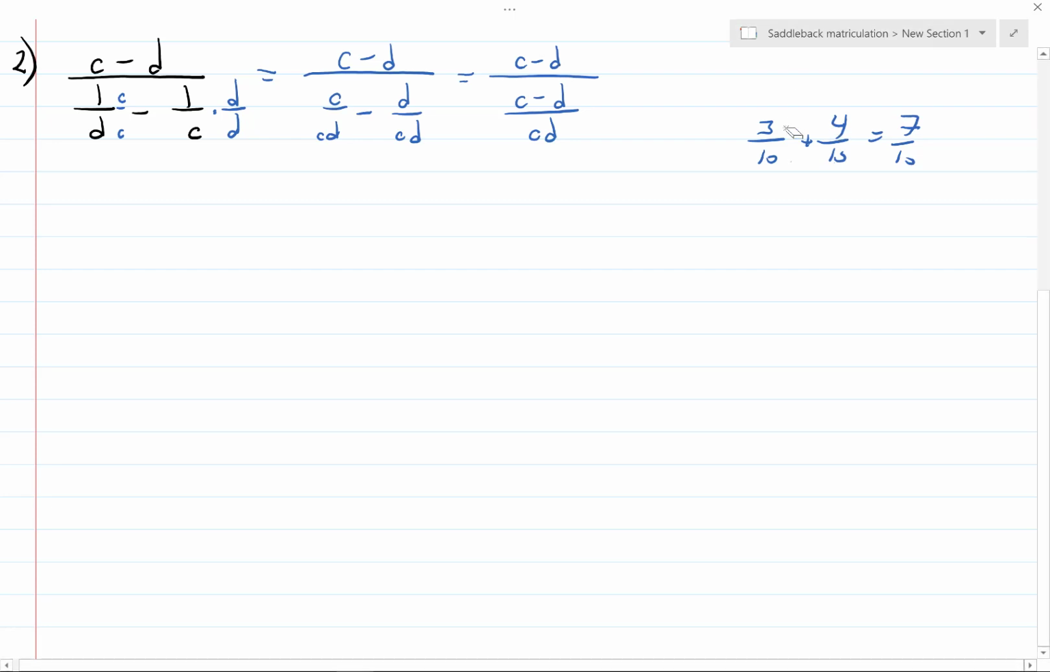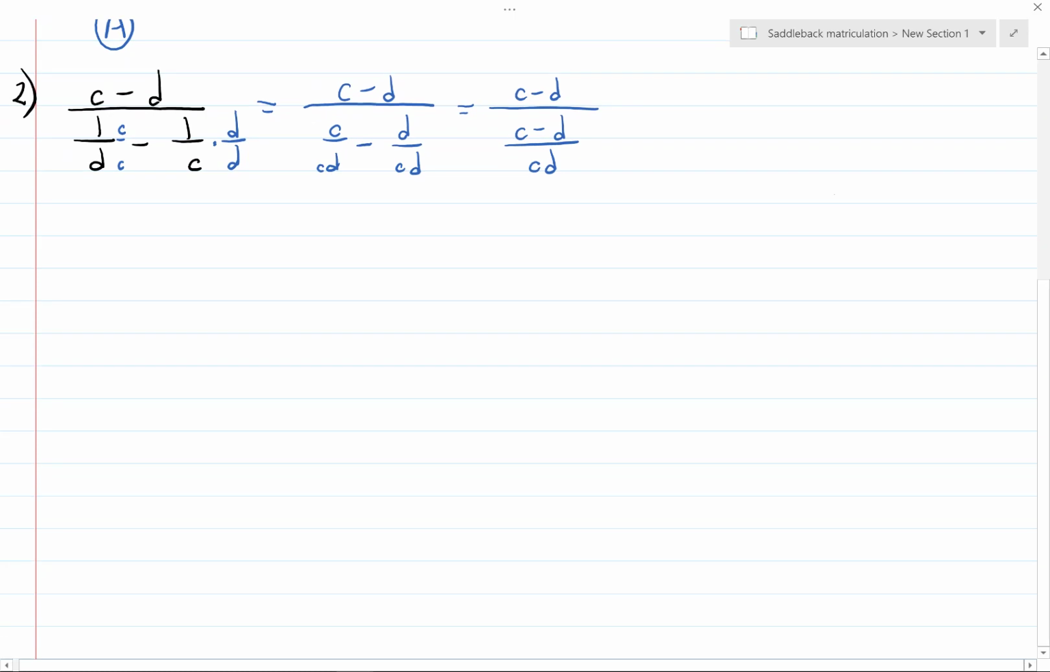And then now, if we're dividing fractions, remember your elementary school teacher telling you don't ask why, just flip and multiply. So if I'm dividing by this fraction, I'm multiplying by the reciprocal. So if I'm dividing by c minus d over cd, I'm multiplying by cd over c minus d.